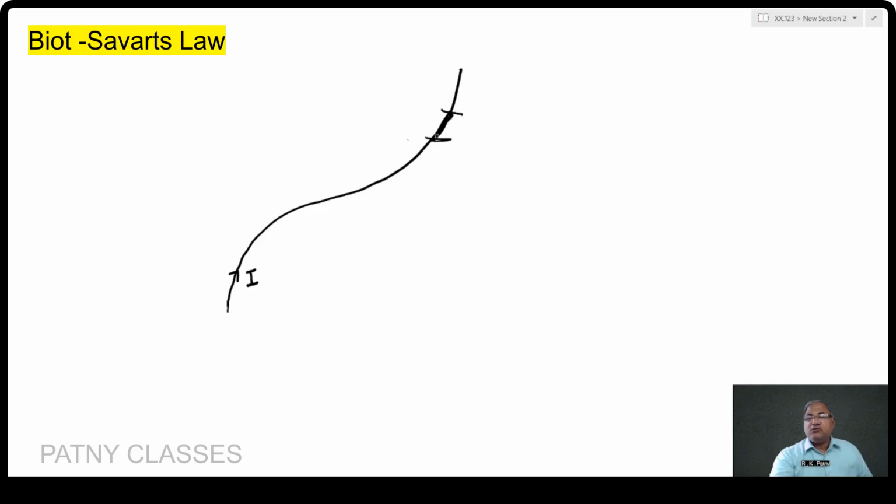For that, here I have selected a very small length. We call it a small element of the wire. So that small length is called a small element, and let us call this small element dl. This is the length dl we selected here, because it is quite small, therefore we call it dl. Now current I is flowing through the small element dl.